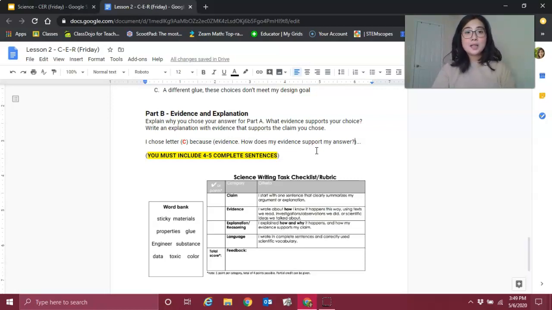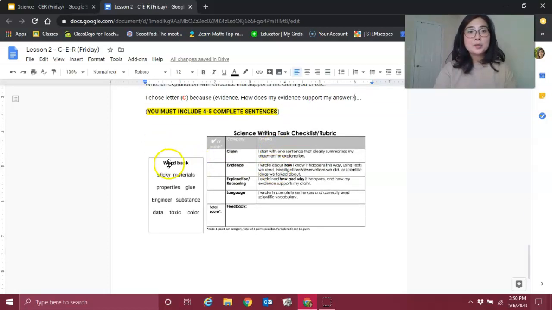Now you must include 4 to 5 complete sentences, and I am pushing you to write 4 to 5 complete sentences so that I know that you at least have a sentence for evidence and 2 to 3 sentences for how your evidence supports your answer. If you do not have 4 to 5 sentences and you only have 1 sentence, I already know that you did not use CER, and I will return the assignment to you and have you rewrite your answer again.